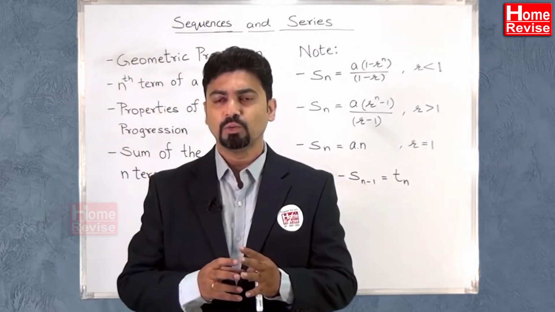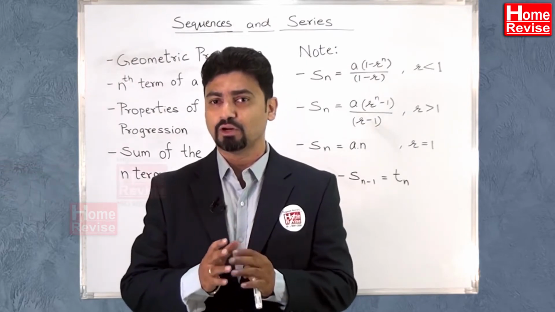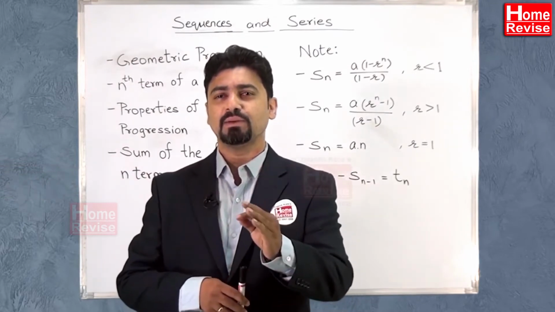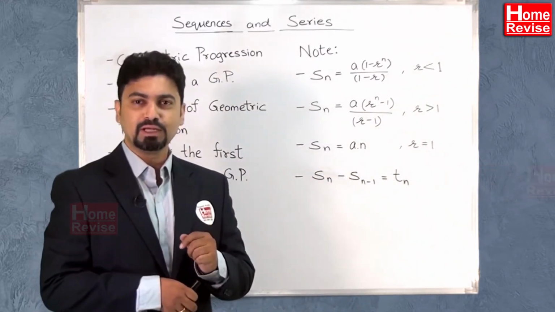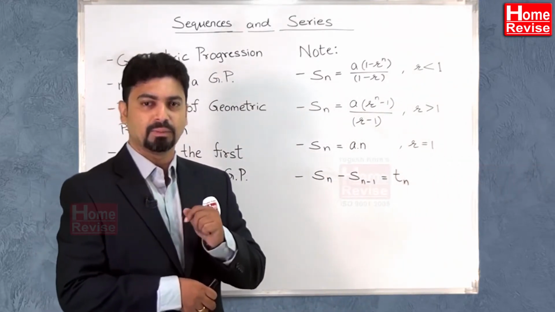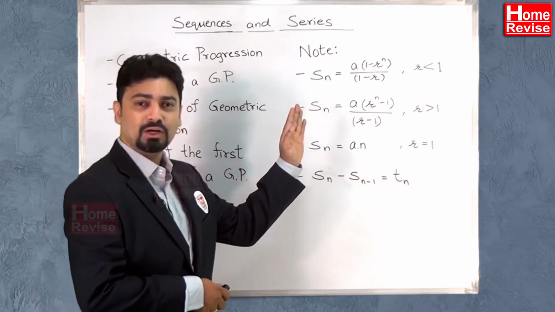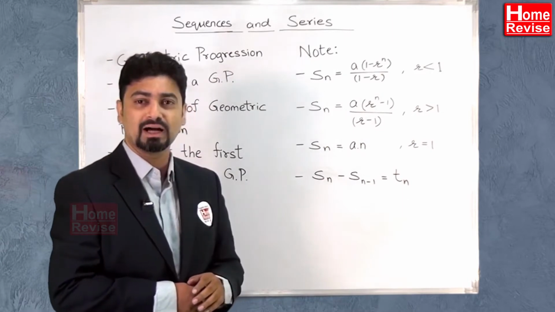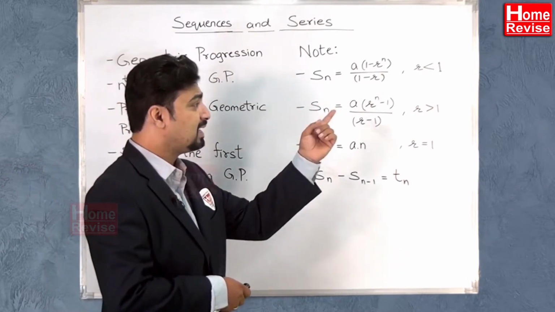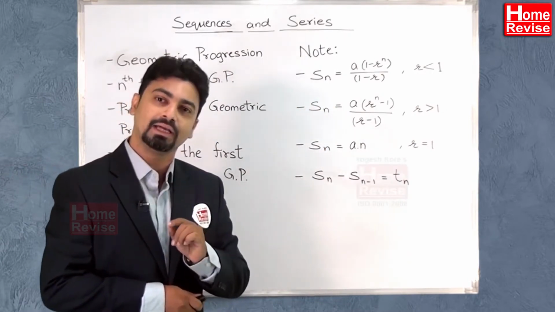Now that we have seen what is Sn for a geometric progression, let us see some important properties related to Sn. So, some important things to be noted are, number 1, Sn will be equal to a into 1 minus r raised to n upon 1 minus r only when r is less than 1 and r is positive.